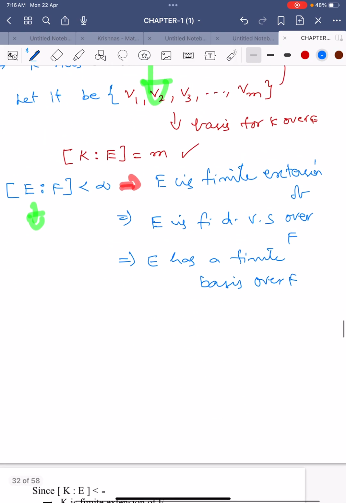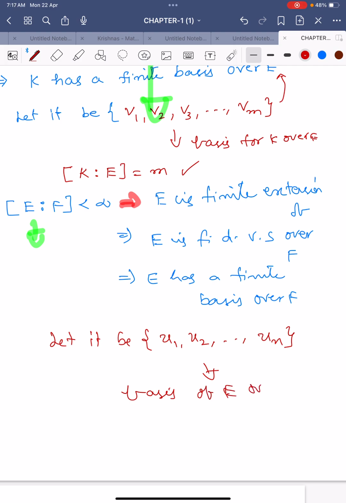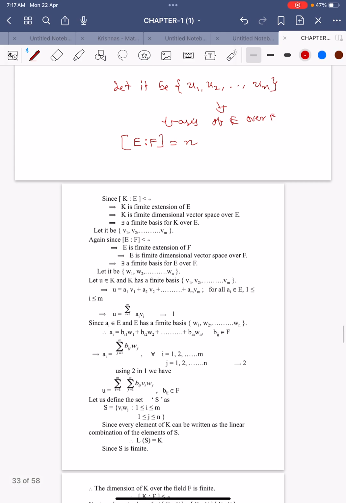If it has a finite basis, let that finite basis be U1, U2, and so on Un. I mean this set is a basis of E over capital F. If it is a basis, then the dimension of E over F is equal to the number of elements in the basis, which is nothing but n. So now we have formed two bases for the vector spaces K and E. Now we continue our proof.